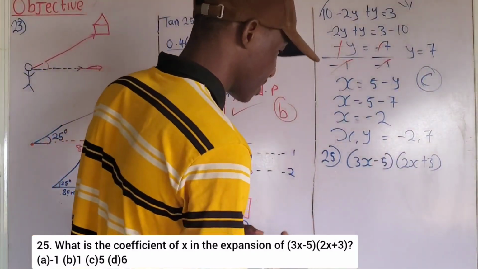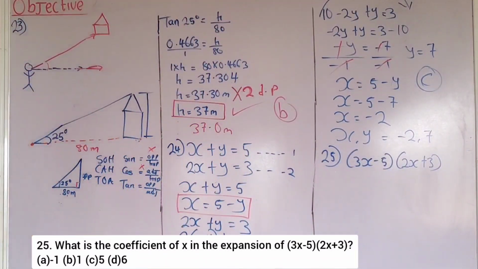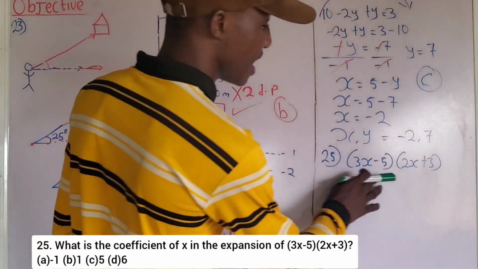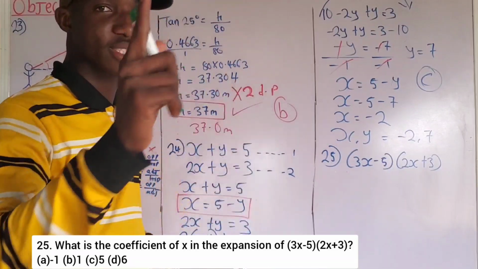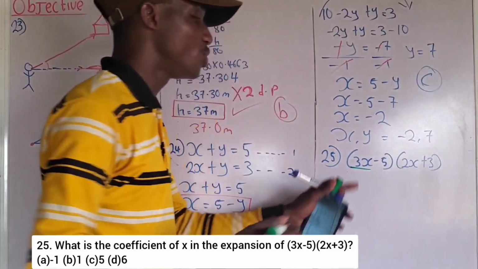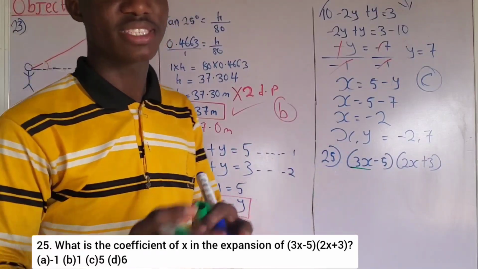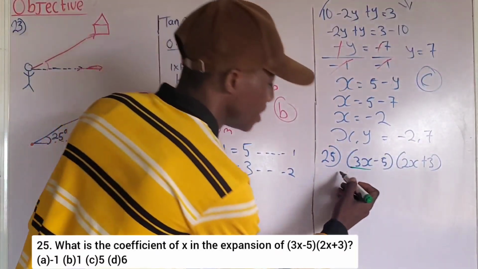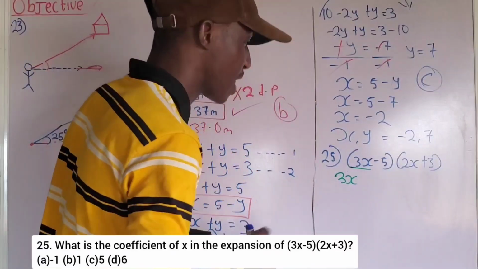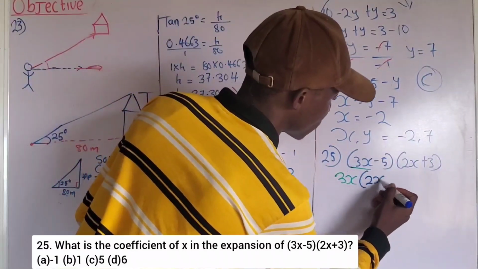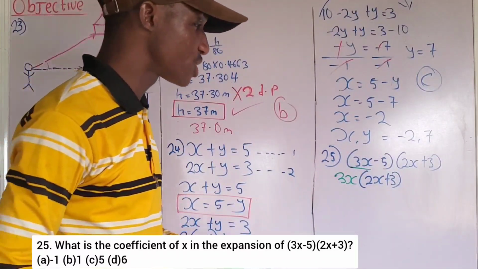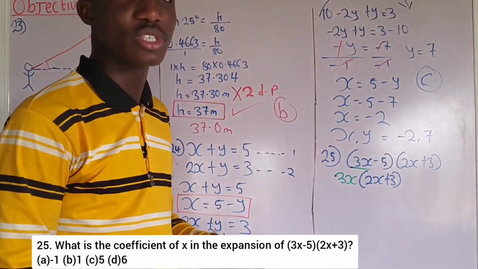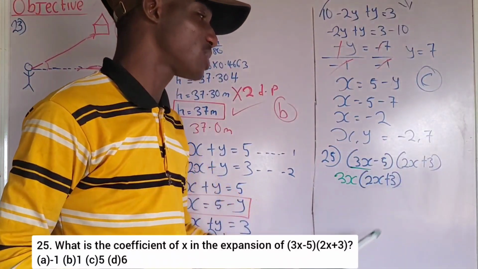Now let us expand this bracket. To expand this bracket, you have to go this way. You take the first term in the first bracket. The first bracket is 3x minus 5. So you take the first term in the first bracket. The first term in the first bracket is what? It is 3x. So you use this first term to multiply all the terms inside the second bracket. You understand? So you can rewrite it like this: 3x, then you open the bracket, 2x plus 3. That is the second bracket. That is the meaning. What you did here is that you take the first term, which is 3x, and you use it to multiply all the terms inside the second bracket, which is 2x plus 3.